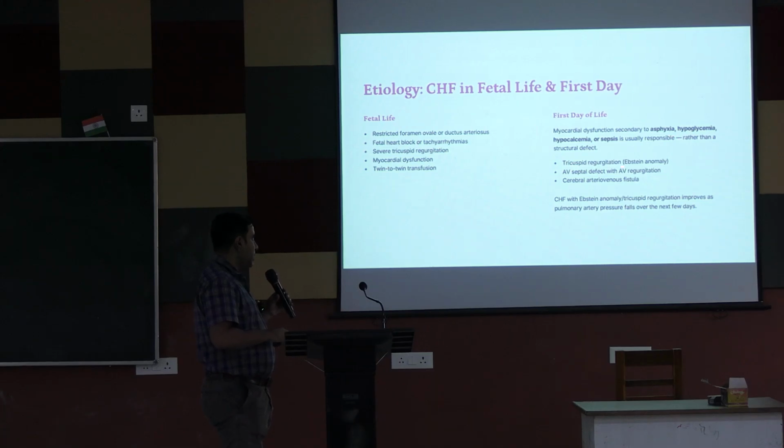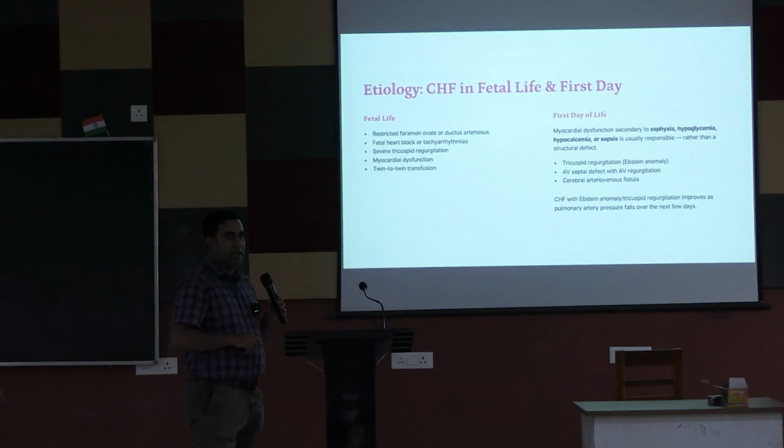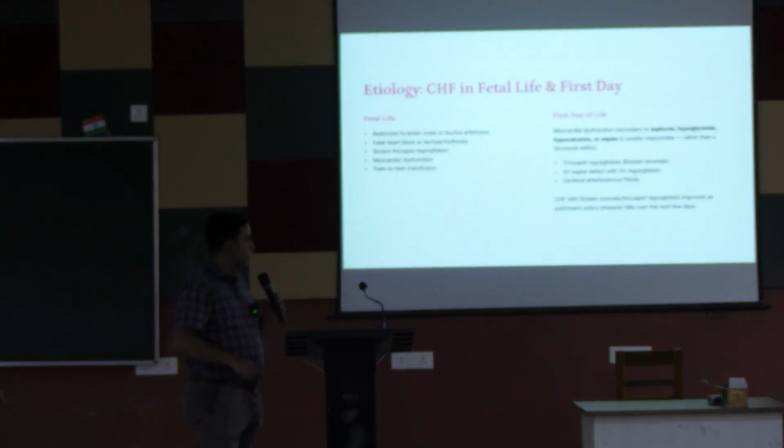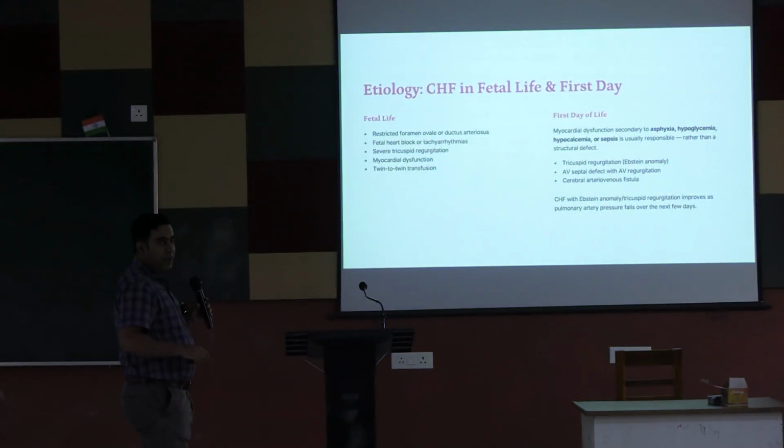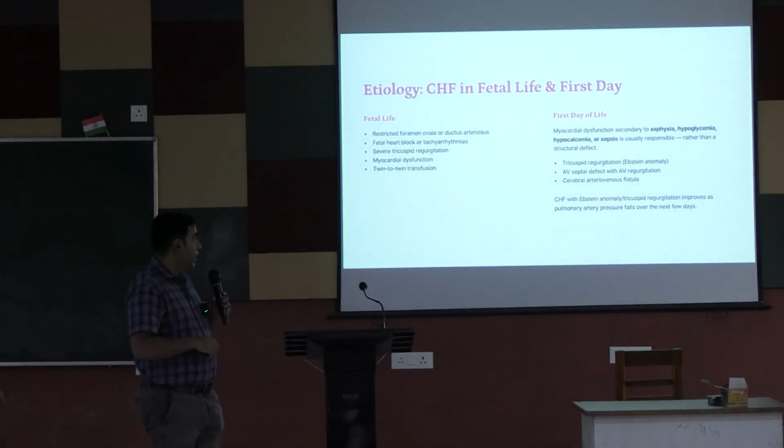Others are tricuspid regurgitation, AV septal defect and cerebral arteriovenous fistula. Congestive heart failure with Ebstein anomaly. Ebstein anomaly, do you know what is one of the causes? Lithium. Lithium is taken by the mother as a mood stabilizer in psychiatric cases. And if the mother takes lithium, the fetus or the child will develop Ebstein anomaly.